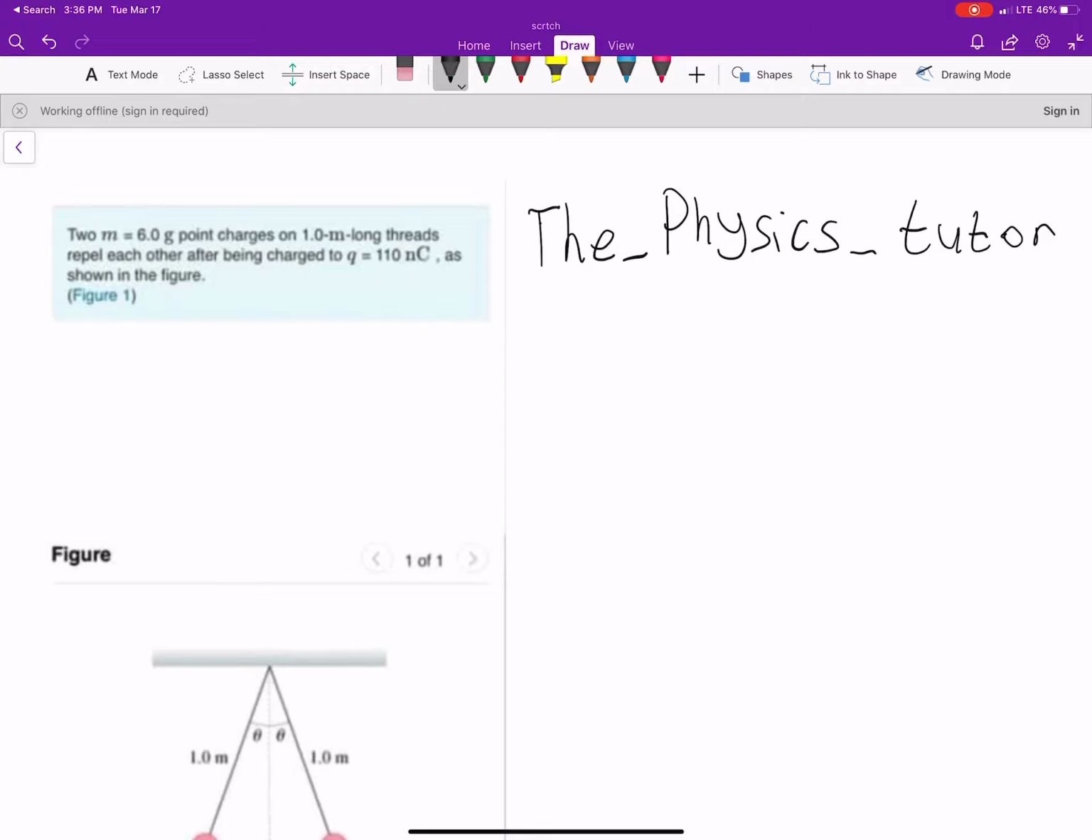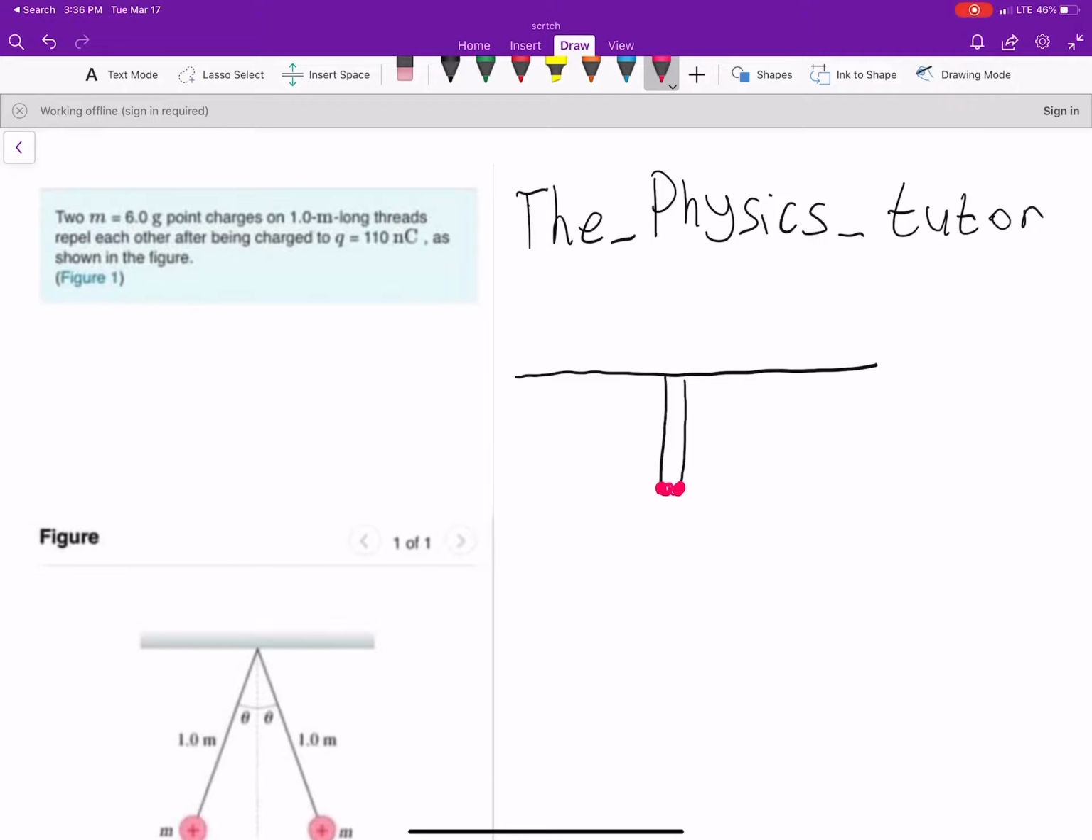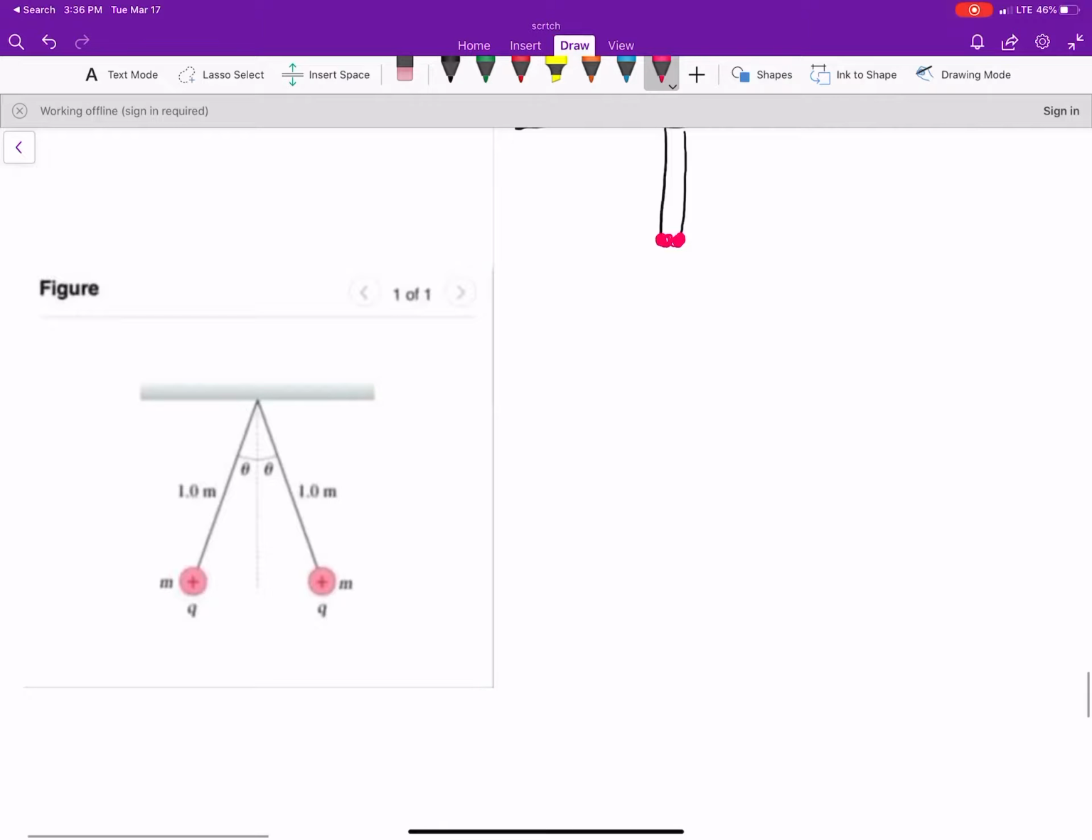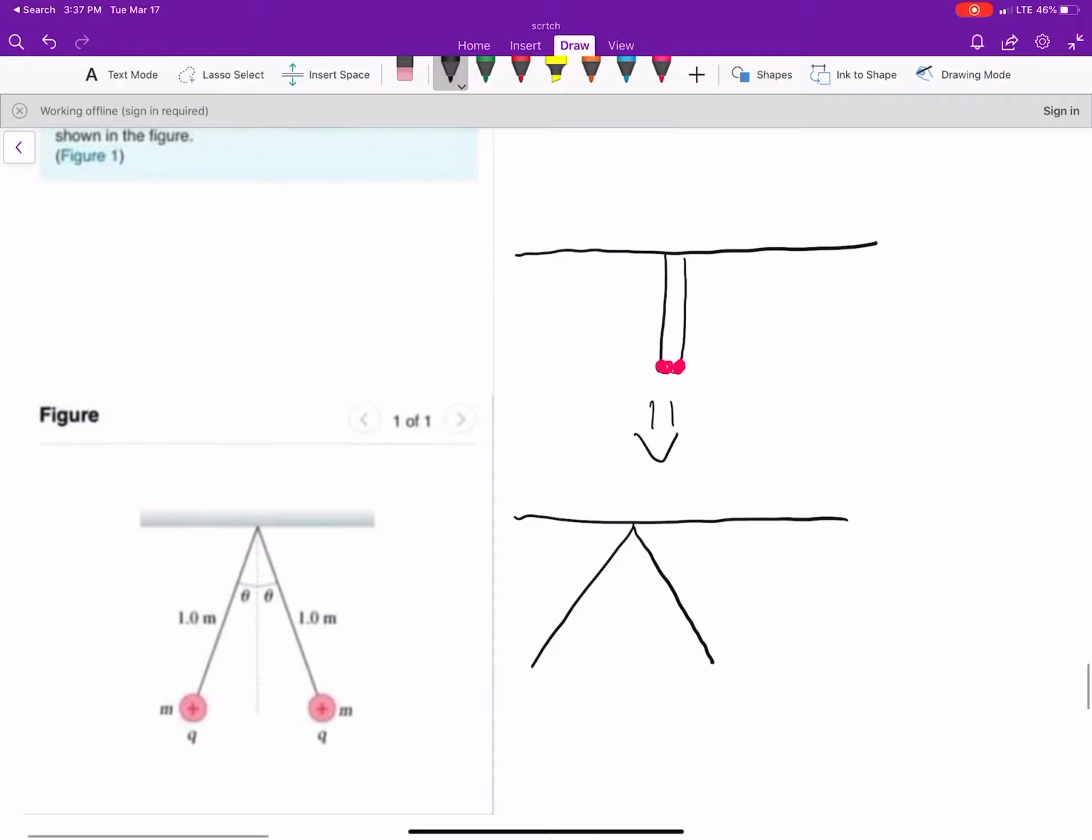So to start, we actually start off with a situation kind of like this, where they're together, and because there's no charge, there's no repulsion force. Then you give them charge, and you end up with the situation they give us here. These are still length L.